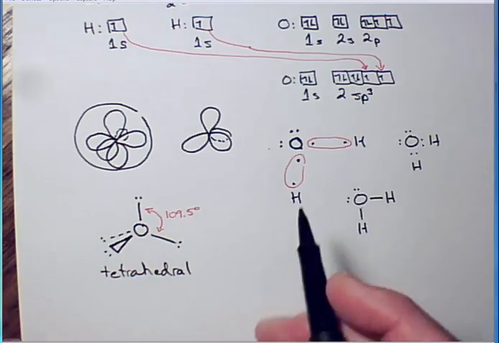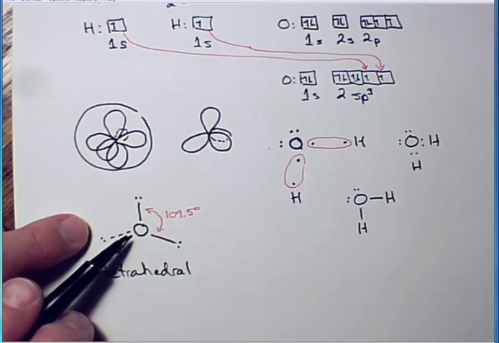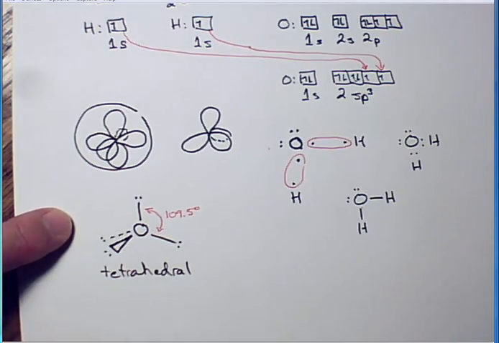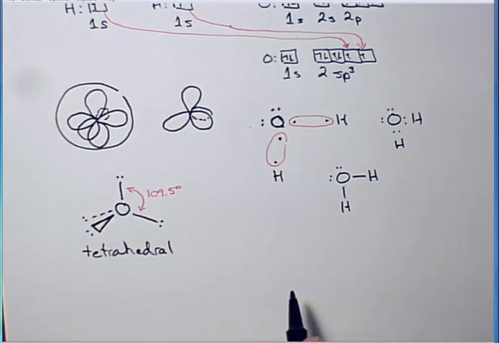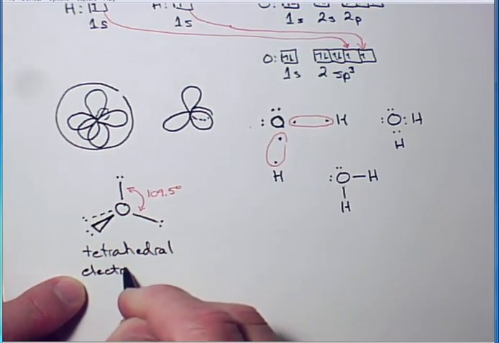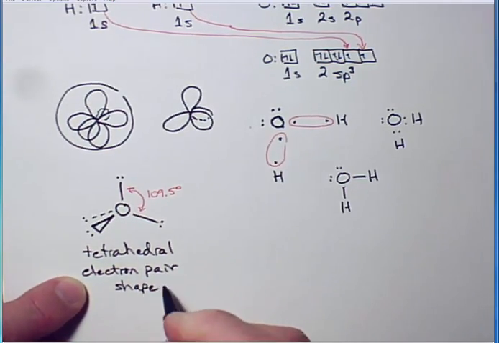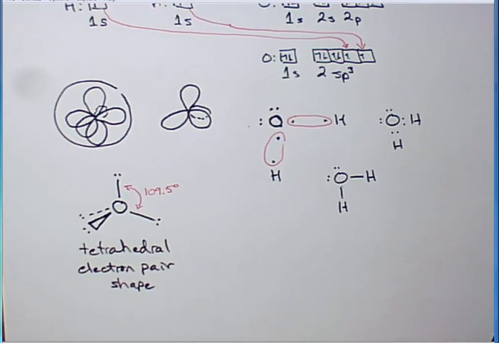This balloon here is swinging out toward you. This set of electrons here is swinging out toward you. Okay? All right. So that's a tetrahedral electron pair shape. Will it always be 109.5 degrees?